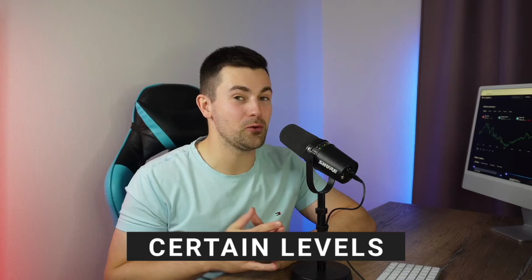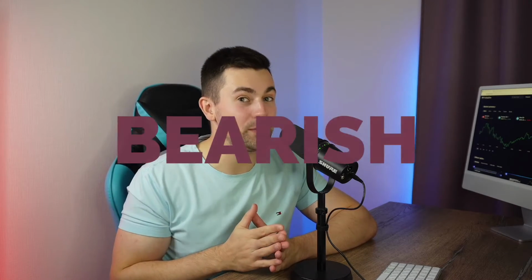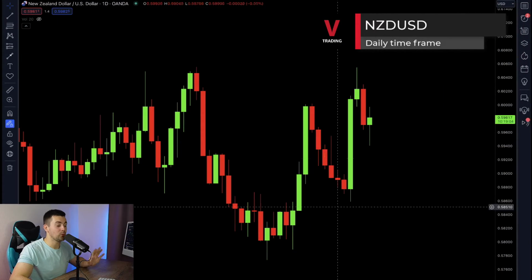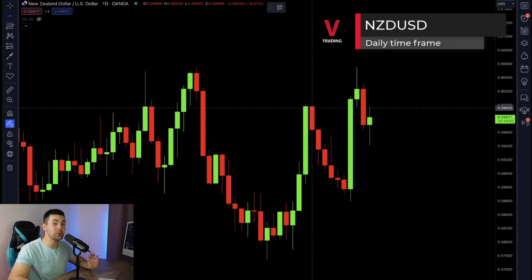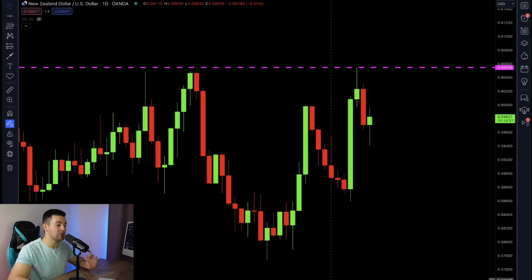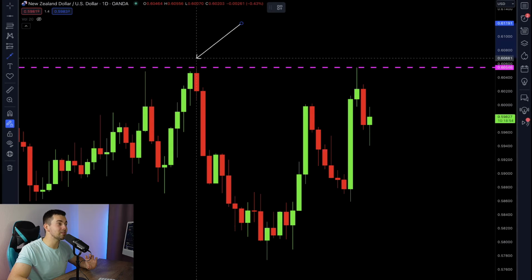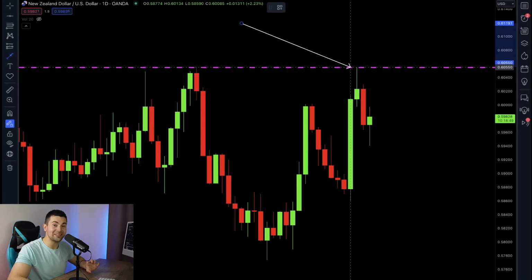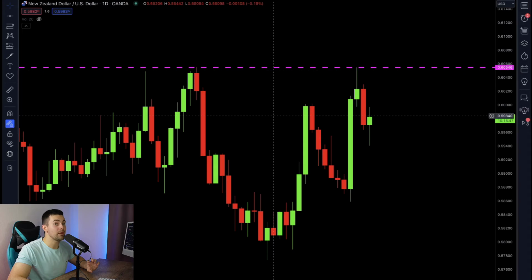Support and resistance levels are certain levels on a price chart from where in the past we saw significant bullish or bearish movements. When you're looking for support and resistance levels, please realize that you are looking for one single level. Here in New Zealand dollar, on a daily time frame, we have a very perfect horizontal resistance. If we draw a horizontal line, we can spot that horizontal level. And you can see that perfectly 2 times in a row in the past. From that single level, we saw strong bearish reactions.